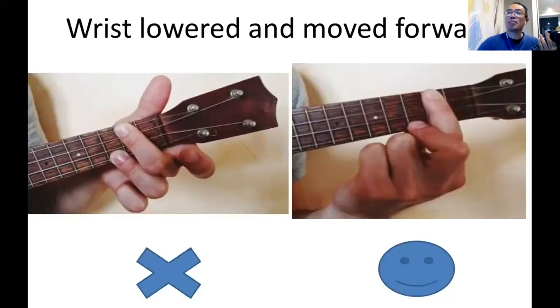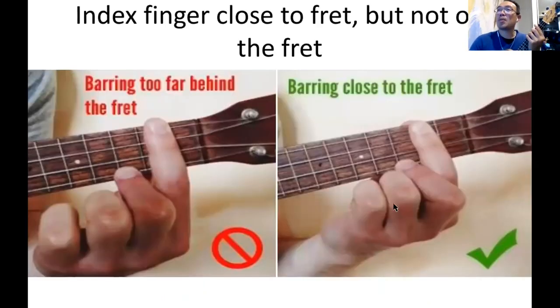Another tip is make sure, so this is wrong. You want to lower it and push it forward. So the wrist must be lowered and moved forward. This is the better one. Next tip I have for bar chords.